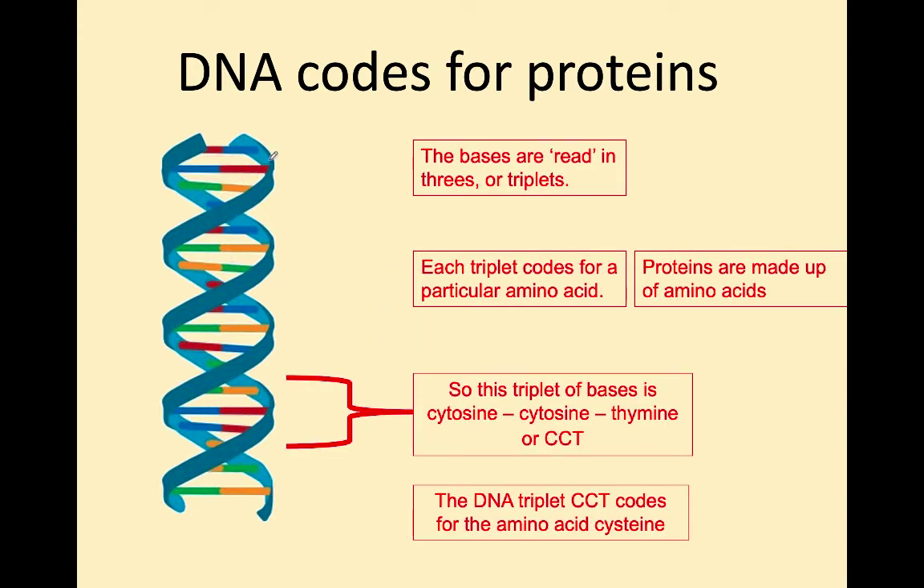Now the marvellous thing is that the bases, which are these rungs here, are read in threes, or triplets. So this here would be a triplet because it's 1, 2, 3 bases. And each triplet codes for a particular amino acid. And that's really important. As you know, proteins are made up of amino acids. So reading from the bottom, this could be cytosine, cytosine, thymine. There's a triplet there. And cytosine, cytosine, thymine actually codes for the amino acid cysteine.